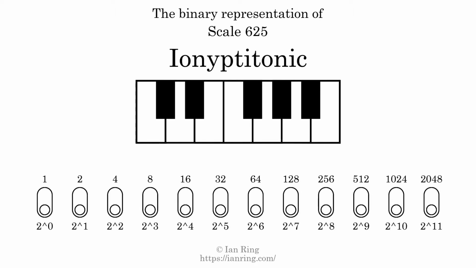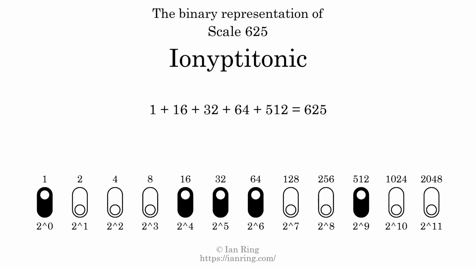The binary representation of this scale is determined by mapping tones of the scale to binary digits. Each binary digit represents a power of 2. To get the scale number, we add the powers of 2 together. The powers of 2 that are present in the scale, all added together, equals 625. That is why the scale number, in decimal, is 625.